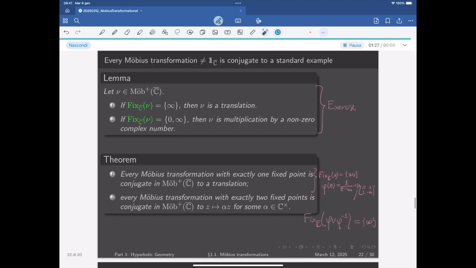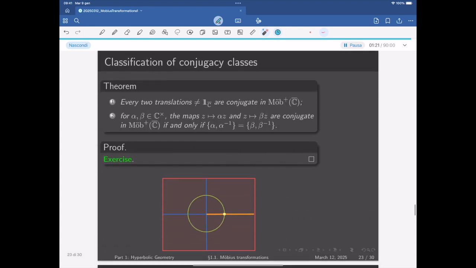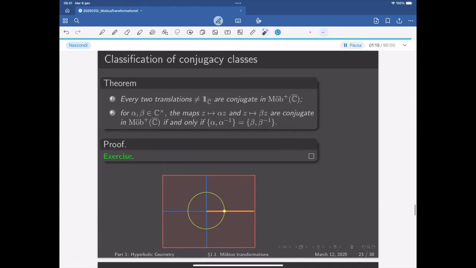Okay, so every Möbius transformation different from the identity is conjugate to a standard example. So what am I going to do? I'm just going to take the standard examples and then take a conjugating transformation, and then just map the geometric behavior to know it here. So I'm already telling you everything that I'm going to do.